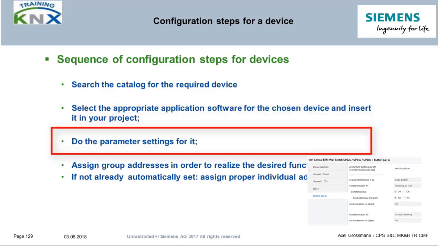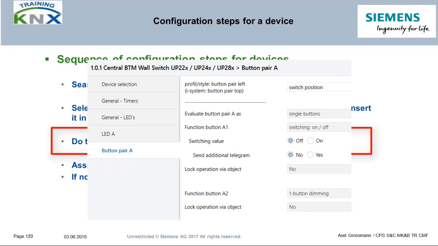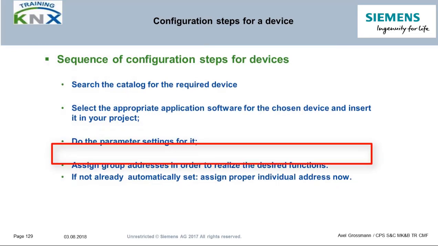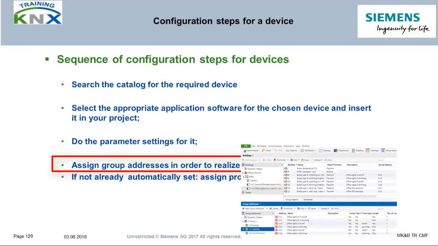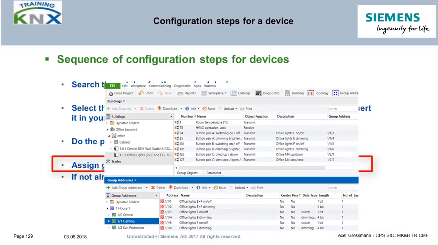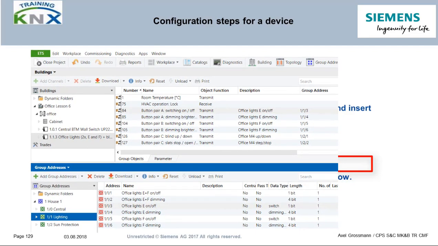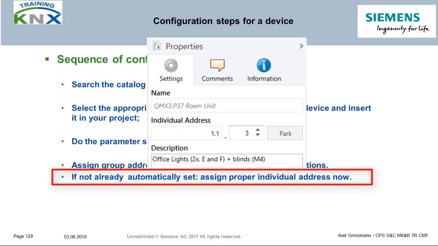Do the parameter settings for the selected application before assigning group addresses, because the parameters rule the visible objects. Assign group addresses in order to realize the desired functions. These group addresses should have been created before, but creating them while going through the objects is also possible. If not already automatically set, assign proper individual address now.